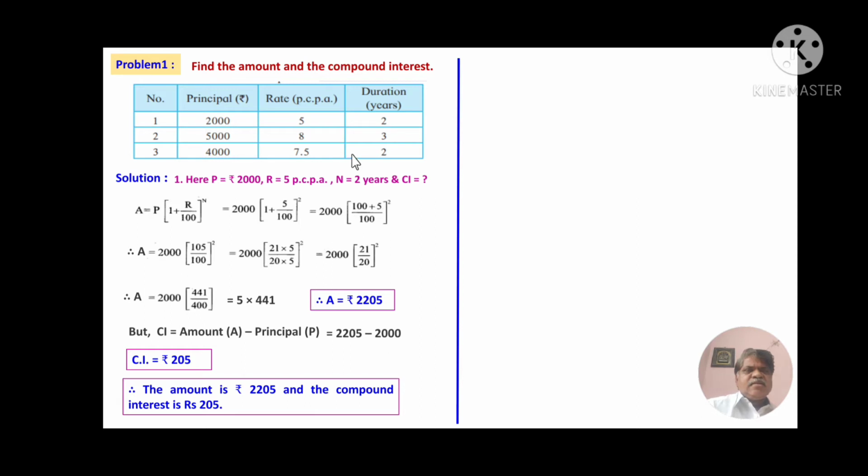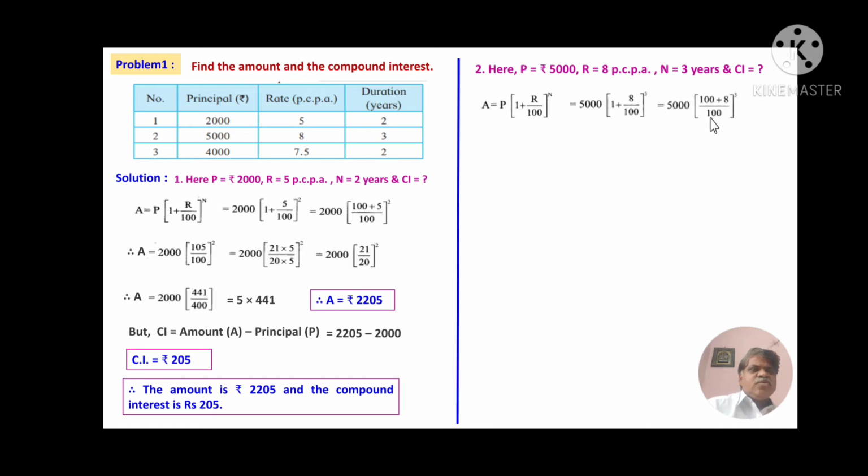Let us consider the second problem, wherein P is equal to rupees 5000, R is equal to 8 percent per annum, and N is equal to 3 years. A and CI we have to calculate. Friends, we know that A is equal to P into bracket 1 plus R by 100 raised to N. Now we will substitute the values: 5000 into bracket 1 plus 8 upon 100 raised to 3. Again 5000 into bracket 100 plus 8 upon 100 raised to 3. So A can be written as A is equal to 5000 into bracket 108 upon 100 raised to 3.